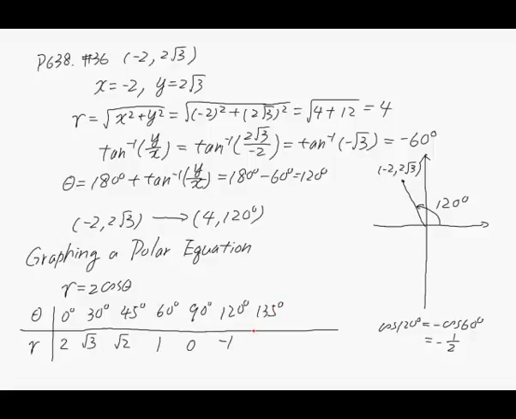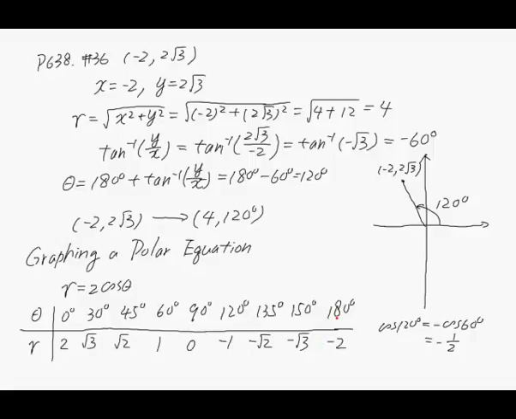Then 135 degrees. So we know cosine of 135 degrees is equal to negative cosine 45 degrees. So that is negative root 2 over 2. Then you multiply this value by 2, you get negative root 2. Then 150 degrees, we know this is equal to negative cosine 30 degrees. So you get negative root 3. And the last one, 180 degrees, then you get negative 2.